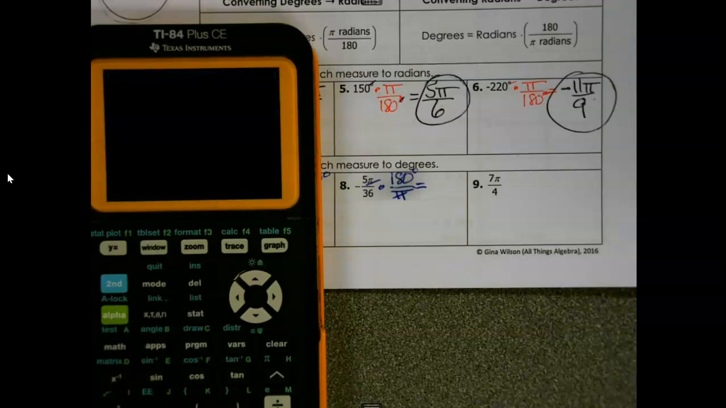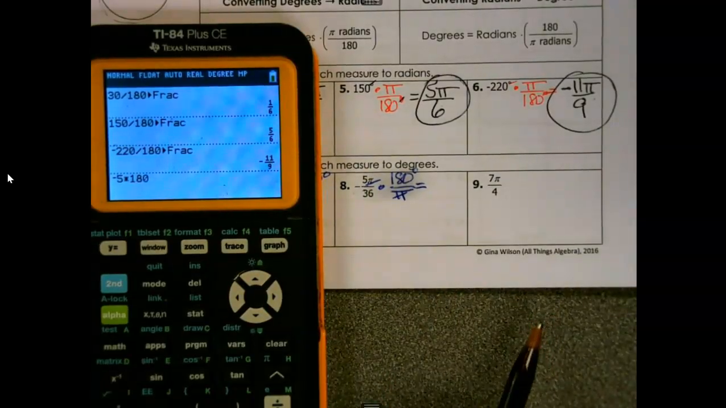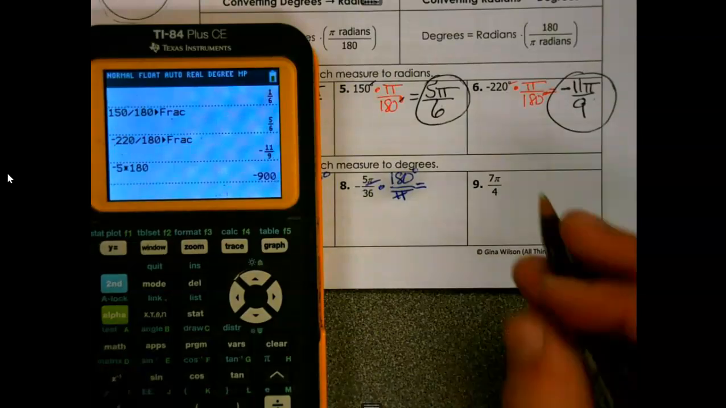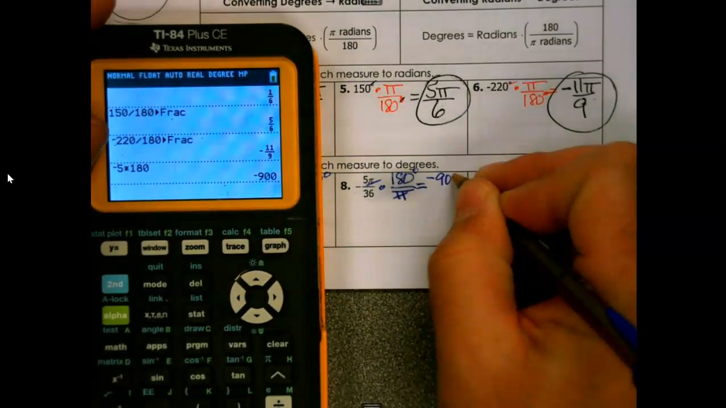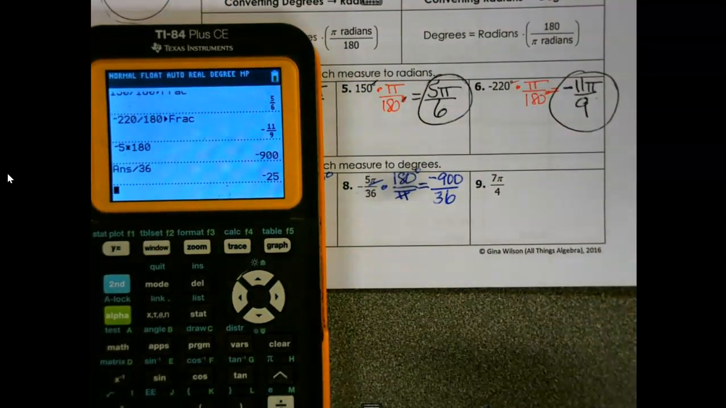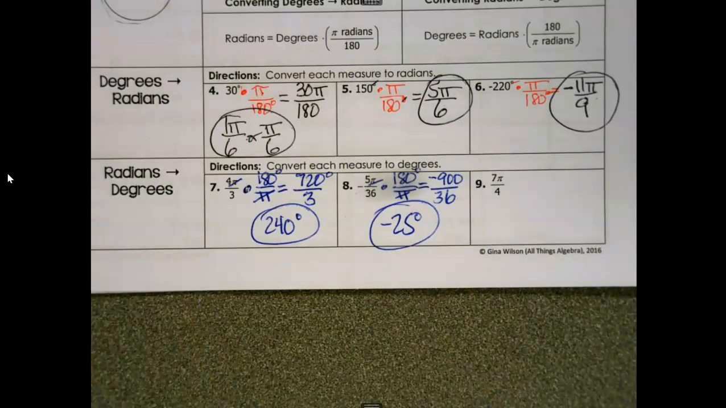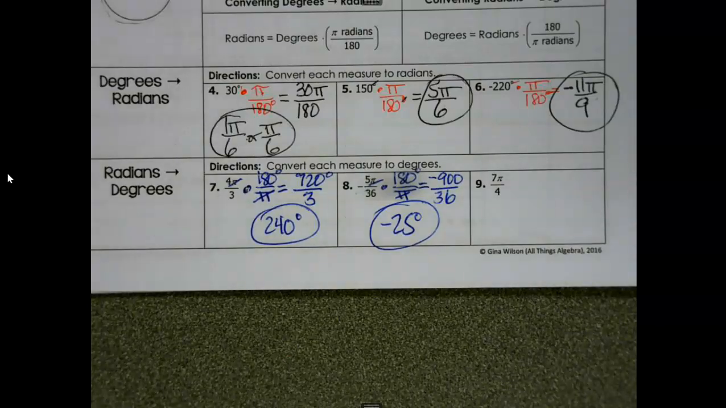All right. So -5, don't lose your negative, times 180, -900 divided by 36, -25 degrees. Okay? It's a degree to radian, not a bad thing.